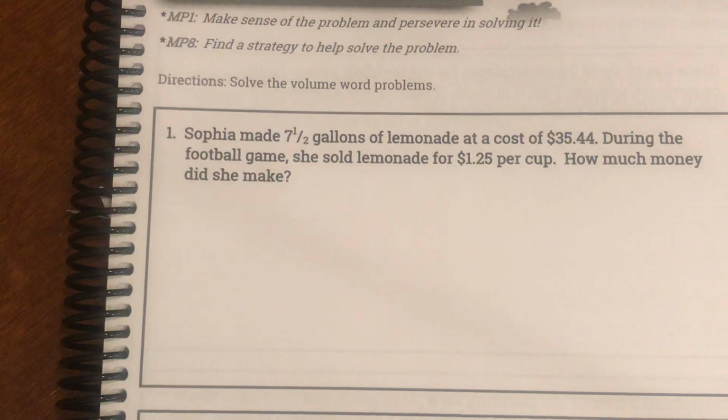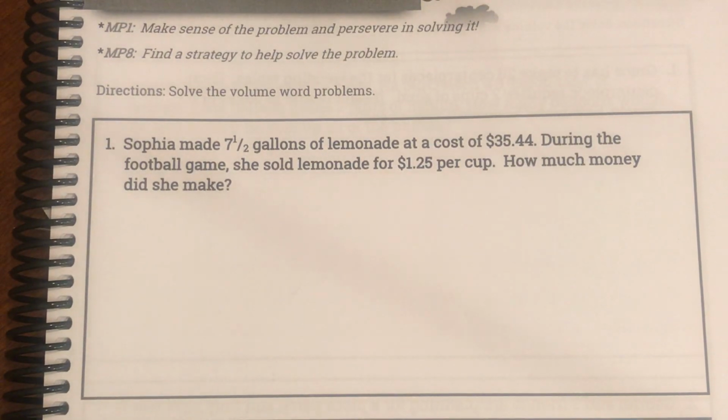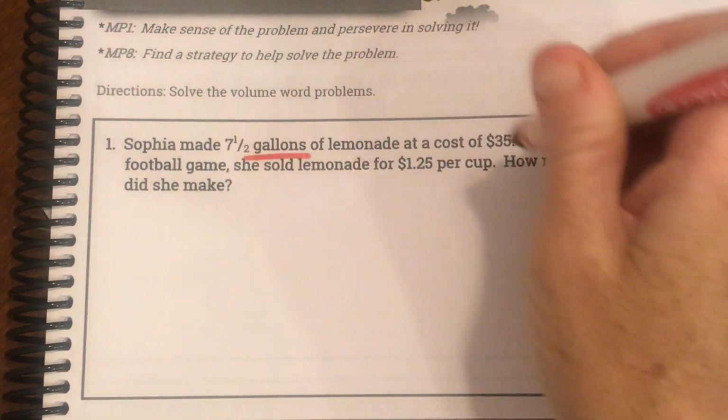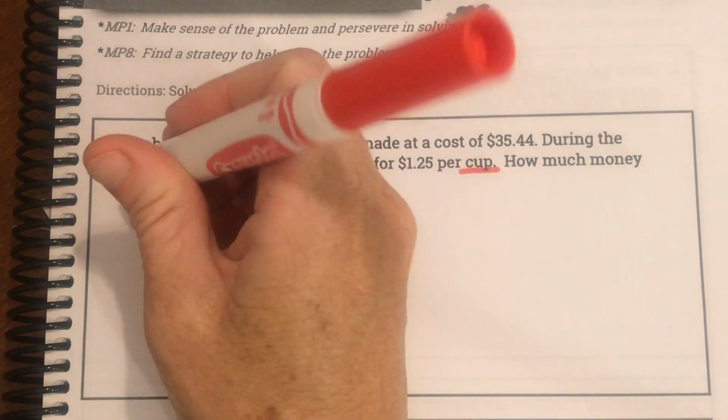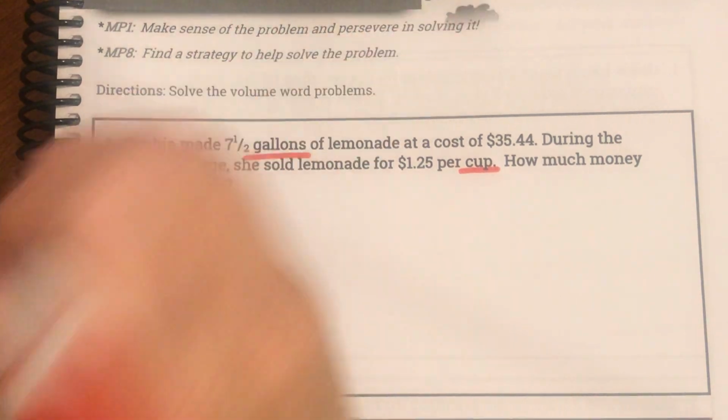All right, so ladies and gentlemen, I'm going to jump right in and get my problems done if you want to watch. My first problem says, Sophia made 7 1/2 gallons of lemonade at a cost of $35.44. During the football game, she sold lemonade for $1.25 per cup. How much money did she make? Okay, so what I see right away is I see gallons and cup. So I know that I am using the US system.